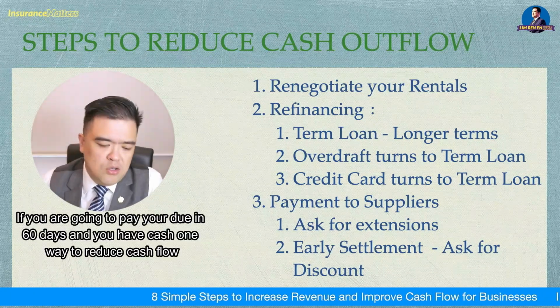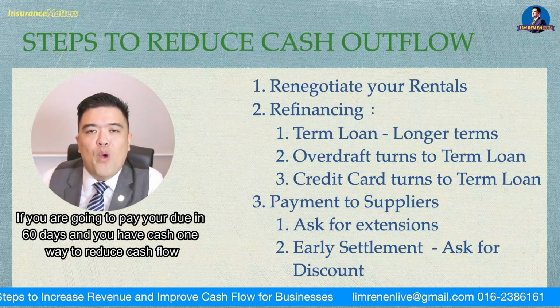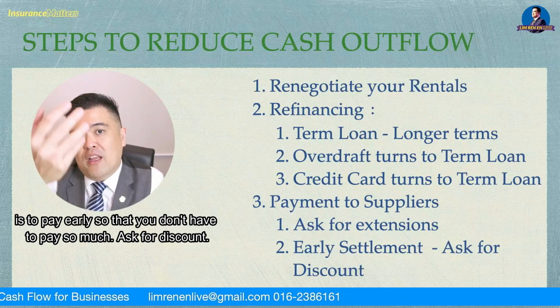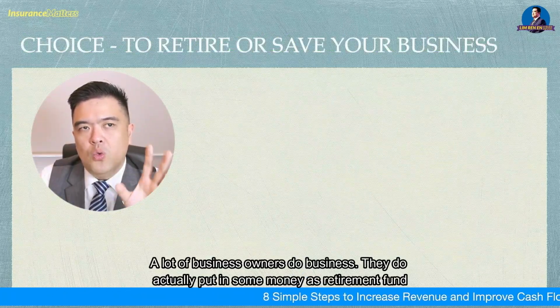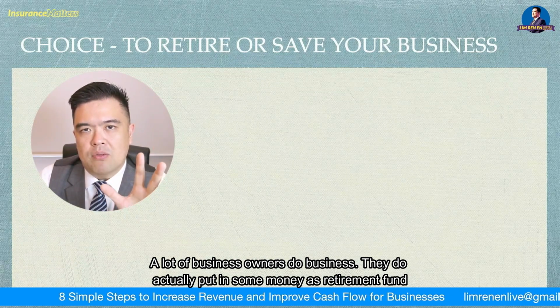If you are going to pay your due in 60 days and you have cash, one way to reduce cash flow pressure is to pay early so that you don't have to pay so much. Ask for a discount. A lot of business owners do business. They do actually put in some money as retirement fund.